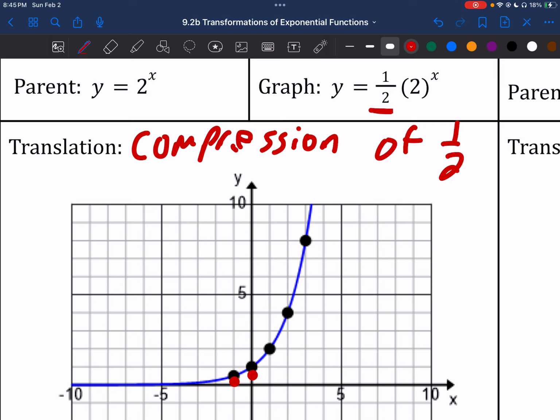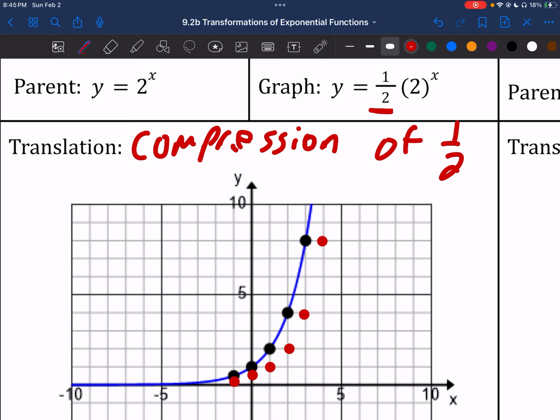2 to the first power is 2 times 1/2 is 1. 2 to the second power is 4 times 1/2 is 2. 2 to the third power is 8 times 1/2 is 4. 2 to the fourth power is 16, divided by 2 is 8.